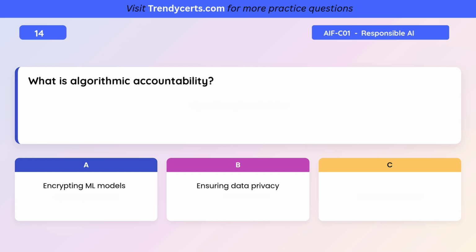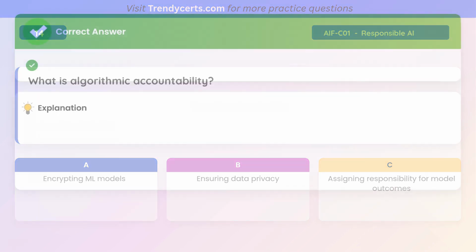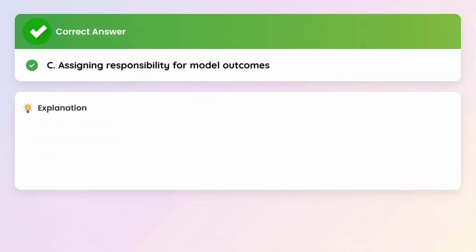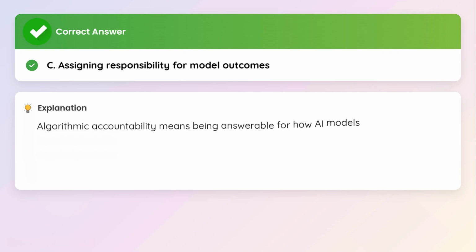What is algorithmic accountability? A. Encrypting ML models. B. Ensuring data privacy. C. Assigning responsibility for model outcomes. The correct answer is C. Assigning responsibility for model outcomes.